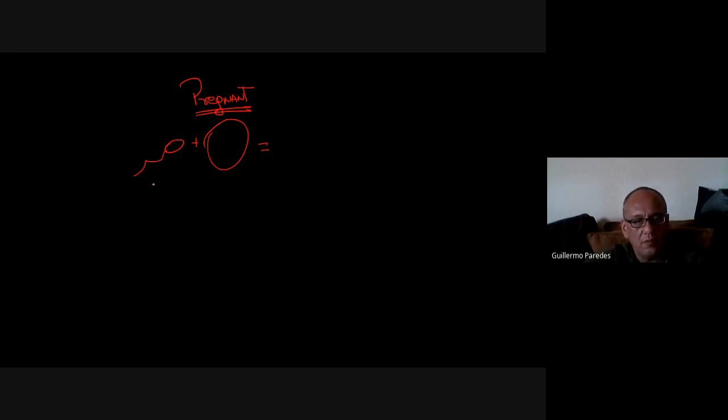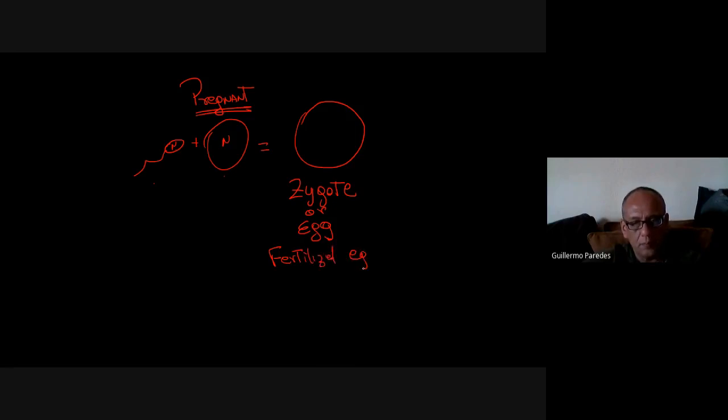This is a gamete, a spermatozoid, another gamete, ovum, and they are going to produce a big cell that is the combination of N and N. So haploid 23 plus 23, this product is going to have 46 chromosomes now. This is called the zygote, also called the fertilized egg. These zygotes are going to have the 46 chromosomes.